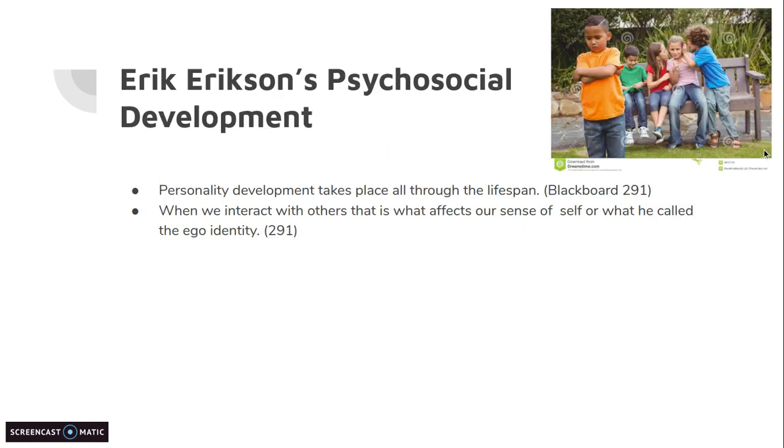Erik Erikson has a psychosocial development theory that he came up with, where personality development takes place all through the lifespan, and when we interact with others, that is what affects our sense of self, which he called the ego identity. So what that means is that they're going to continuously grow and develop over time, but when it comes to interactions, people can change who they are, or how outgoing they are, because of their egos. And that could be influenced by the last slide, nature versus nurture.